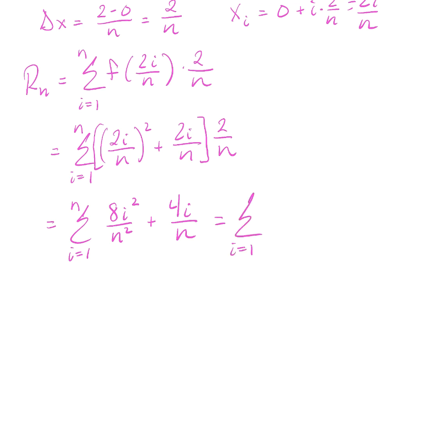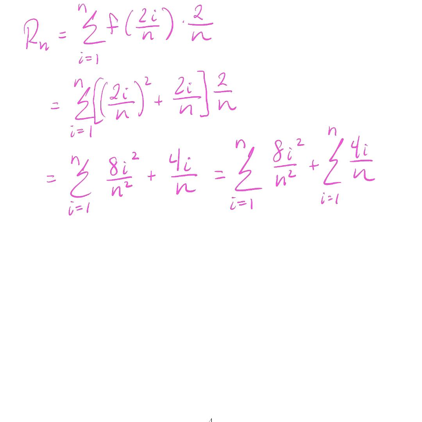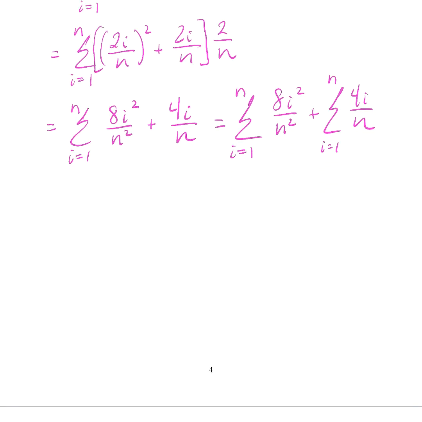It's the sum from i equals 1 to n of 8i squared over n squared plus the sum from i equals 1 to n of 4i over n. Okay, and now the nice thing is when we think about these sums, what's changing? Just the i, right? n is some number. Eventually I'm going to let it get really large, but just the i is changing. So I can actually factor out of these sums every term that doesn't have an i in it.